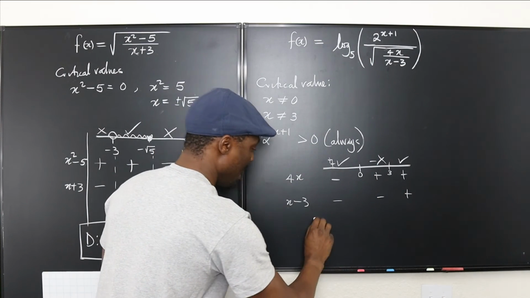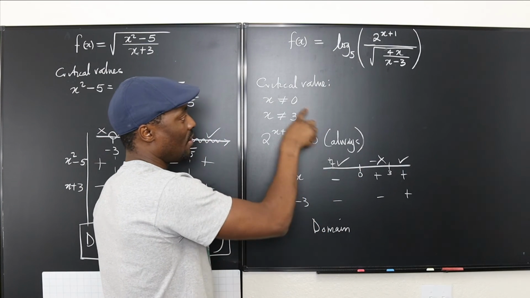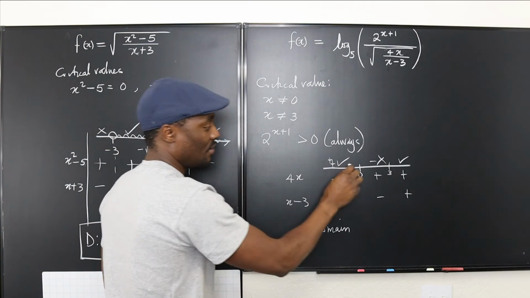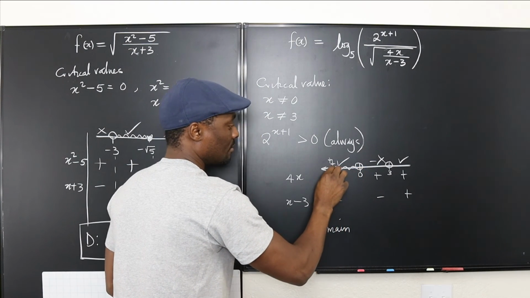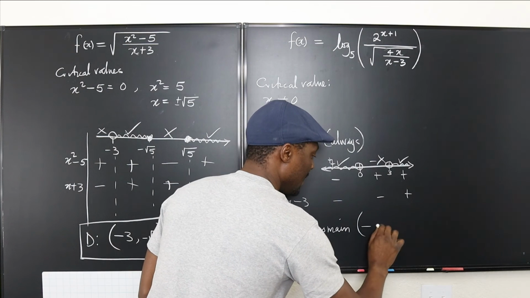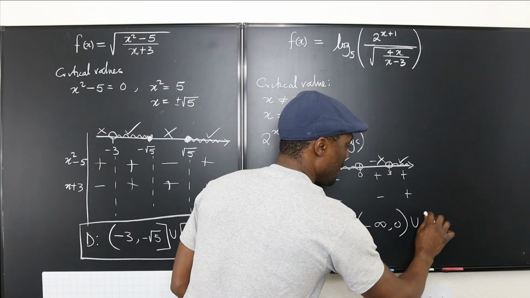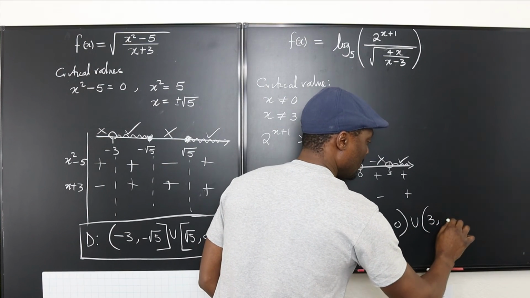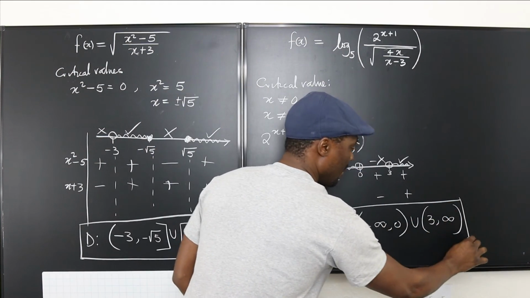So our answer, domain. Remember, can x be 0? x cannot be 0, and x cannot be 3. So we're going to put this here, and we're going in this direction, also going in this direction to positive infinity. So it's negative infinity to 0, okay? And from 3 to positive infinity. That is the domain of this function.